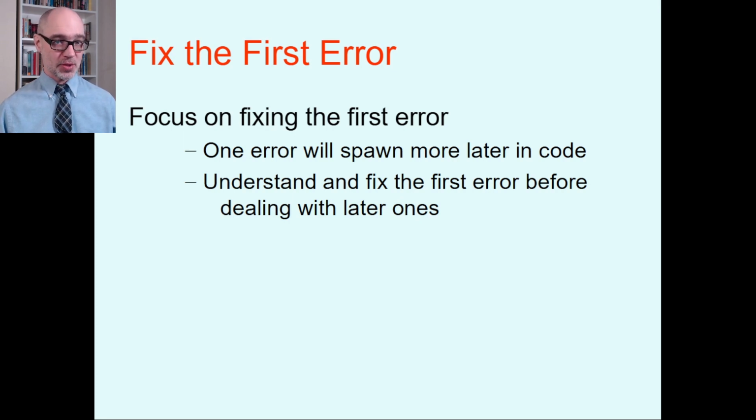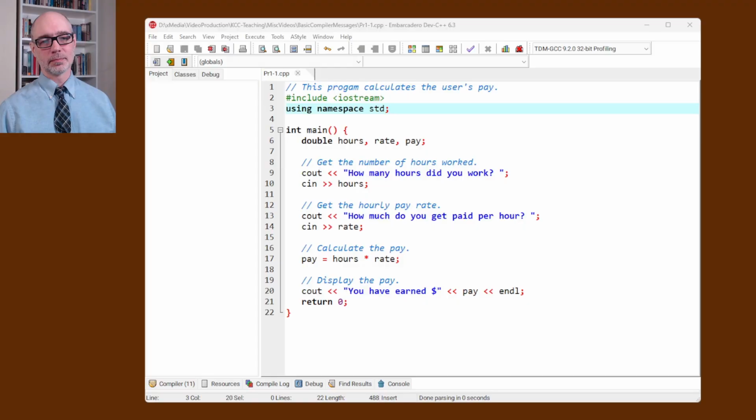Probably fixing that first error is going to clear up a bunch of stuff, and trying to fix those later errors probably won't do you any good until you fix that first one. So for my first couple of examples, I'm going to use the first program out of the Gaddis C++ textbook, program 1.1 here. Very simple program you see on screen. Think about ways that this could have been mistyped to produce errors.